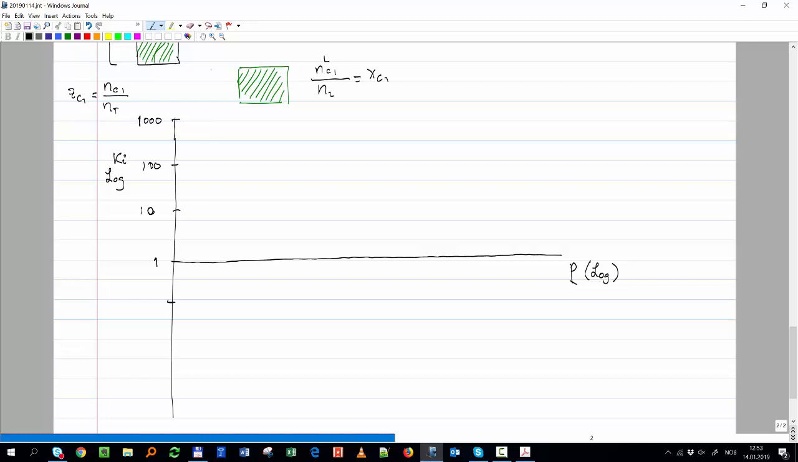Okay, this will be 0.1, 0.01. And the same thing with pressure. Okay, we'll have 1, 10,000, etc.